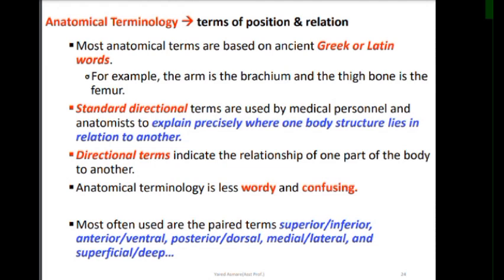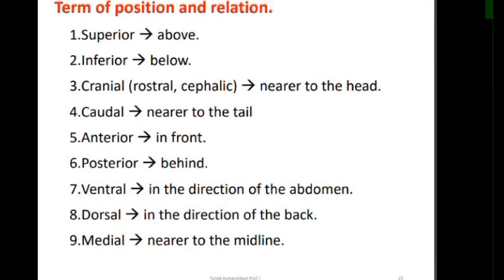Most often used are the paired terms superior or inferior, anterior or ventral, posterior or dorsal, medial or lateral, and superficial or deep. What are the terms of position and relation? 1. Superior means above, or to the upper parts of the body, or towards the head or away from the leg. 2. Inferior means below, or the lower part or away from the head or towards the leg. 3. Cranial, rostral, cephalic means nearer to the head. 4. Caudal means nearer to the tail.